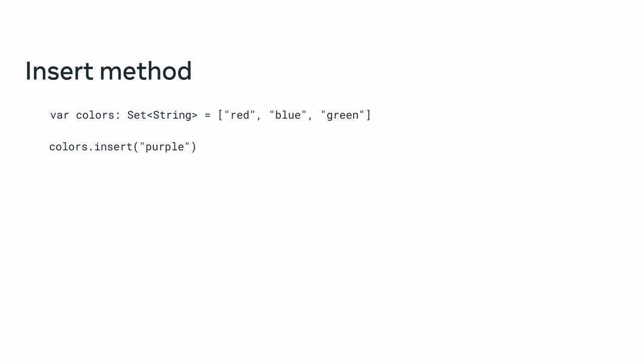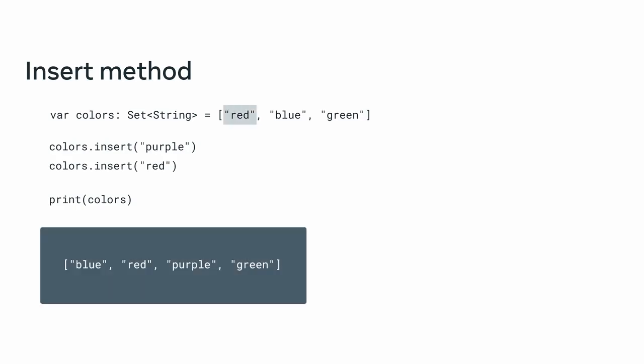For example, suppose you use the insert method to add purple and red to your colors set. Then to check that the colors have been added successfully, you insert a print statement. Once the code is executed, you'll observe that purple is the only value that is added since red already exists in the collection. A set behaves this way to keep the integrity of unique elements intact.